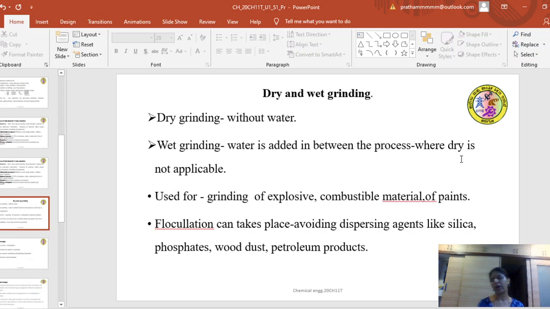So in order to avoid flocculation or lump formation, at the industrial level we add dispersing agents like silica, phosphates, wood dust or petroleum products, in order to avoid the flocculation which takes place during the wet grinding process.